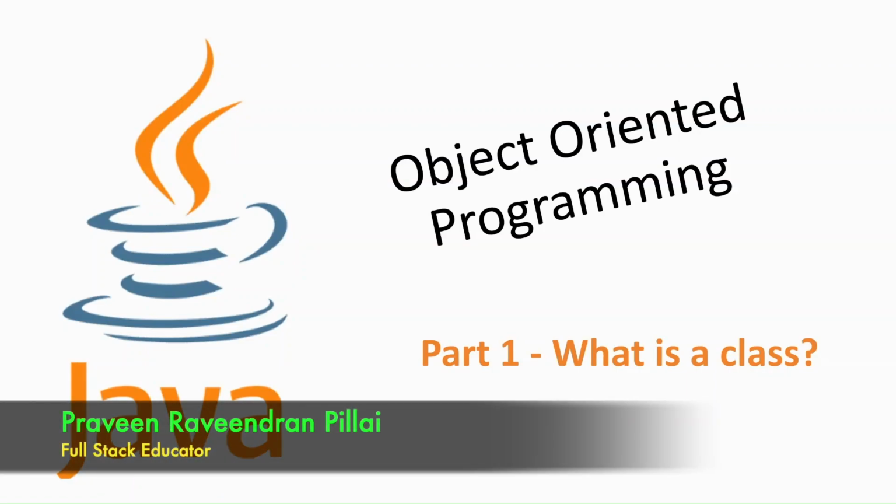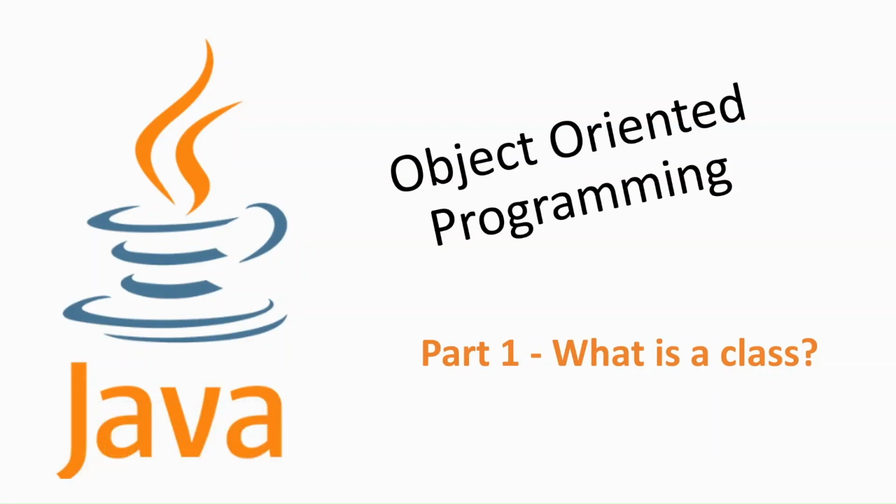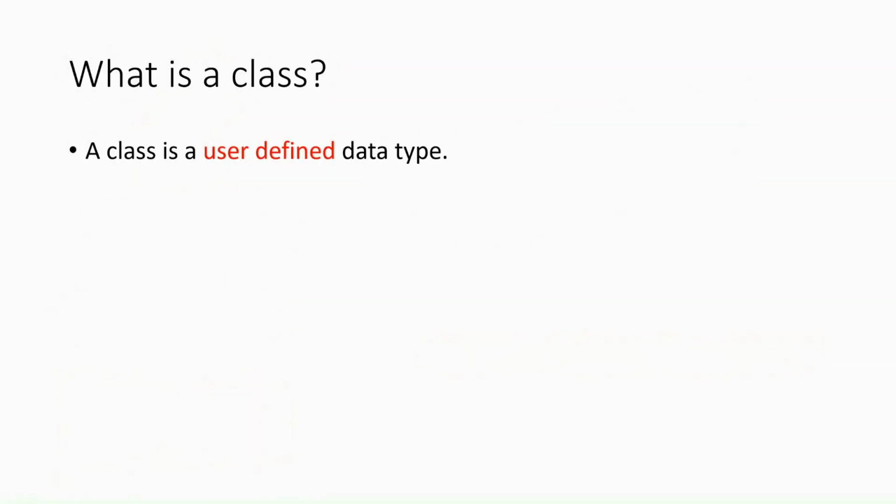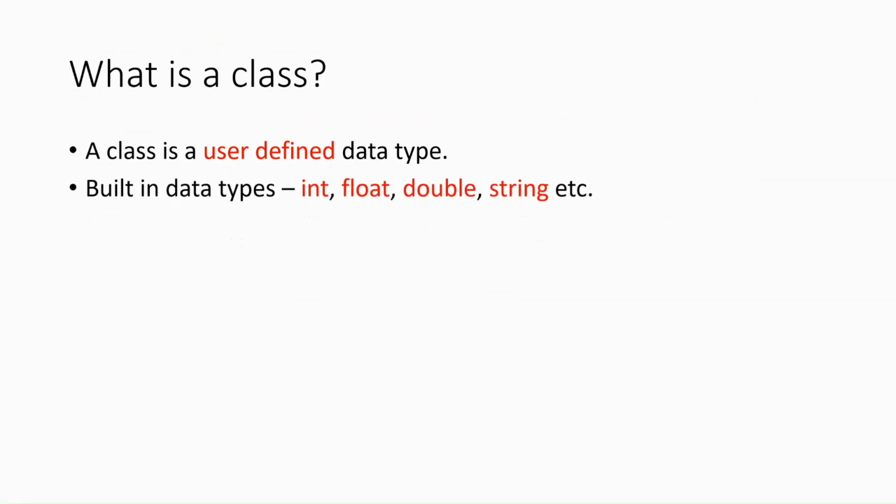I am Raveendran Pillai. In this session, I shall explain what is a class in Java. So let's start. A class is a user-defined data type. In Java, there are so many built-in data types, for example, int, float, double, string, and so on. These data types are created by the core Java team. Now, we as developers, if we want to create our own data types, we go for class.